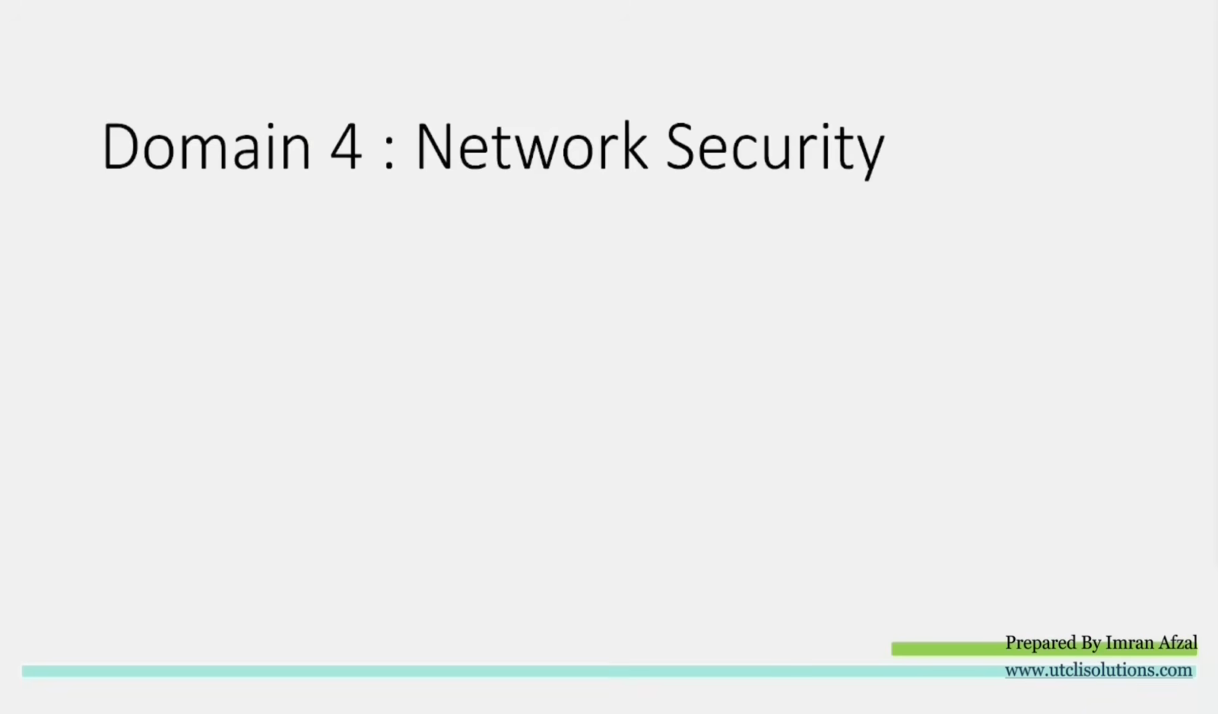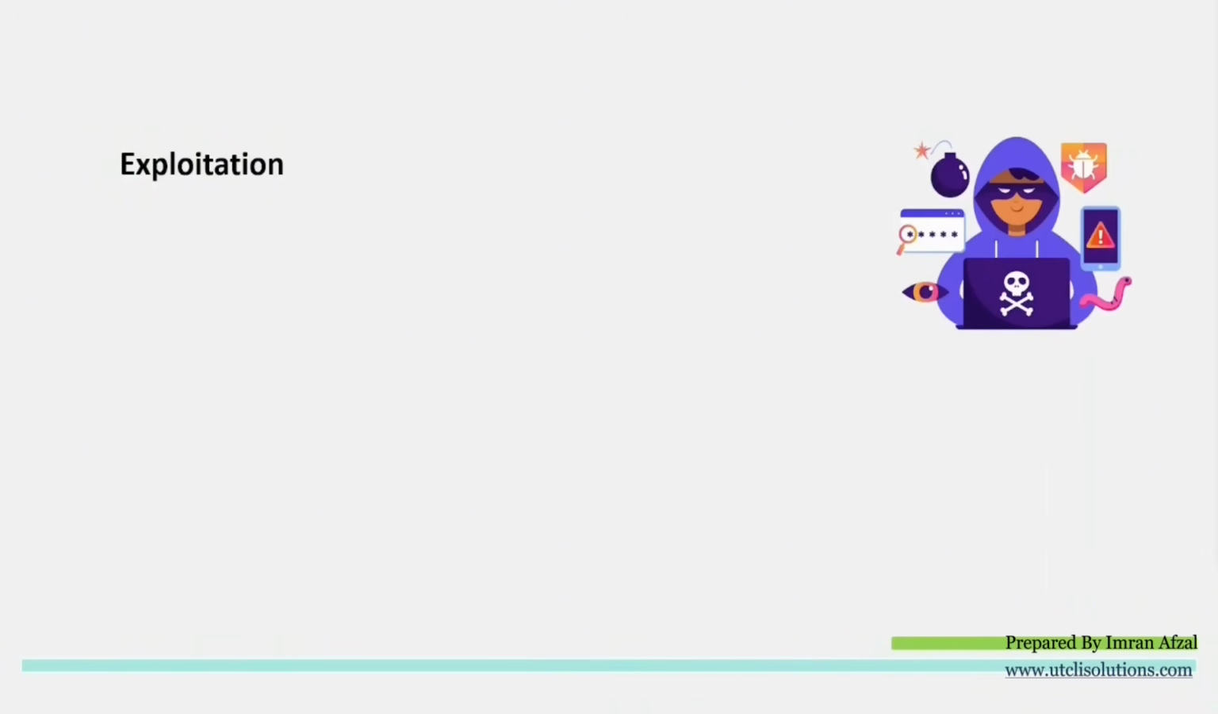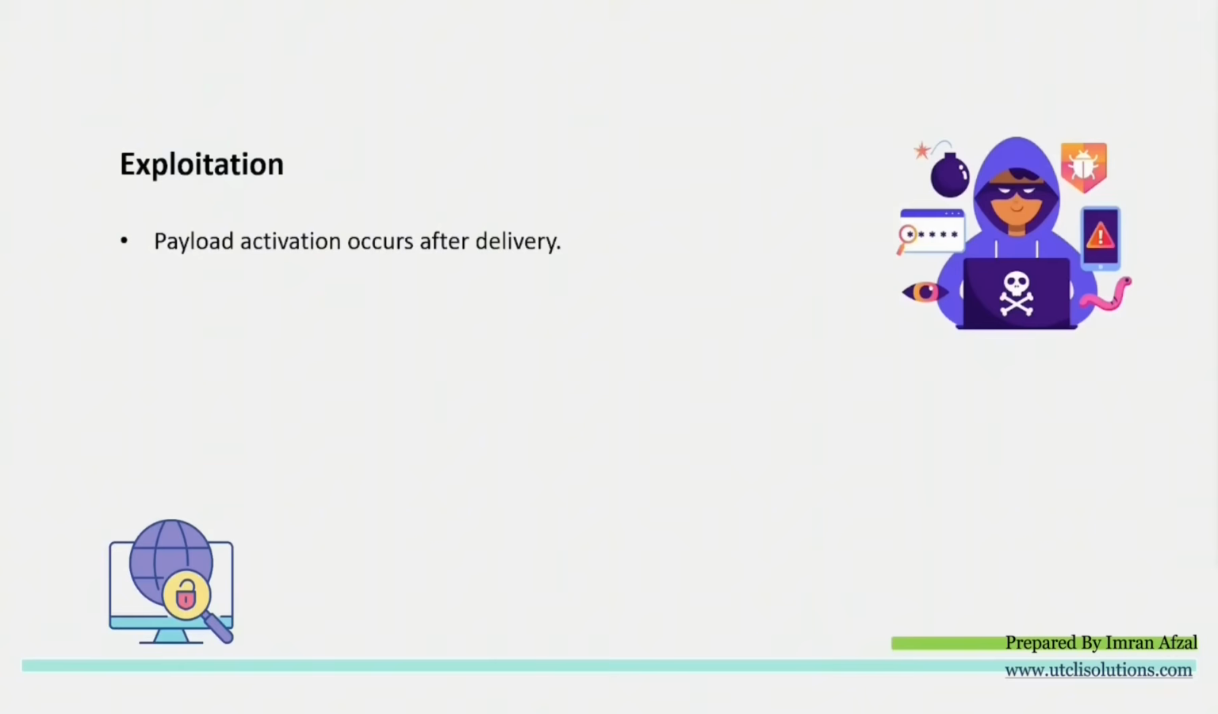We will continue our lecture on the cyber attack lifecycle and dive into the next stage after the delivery phase. So, let's start our topic. Exploitation. The exploitation phase is where the attack actually happens. After the malicious payload has been delivered to the target, it needs to be triggered to cause harm.